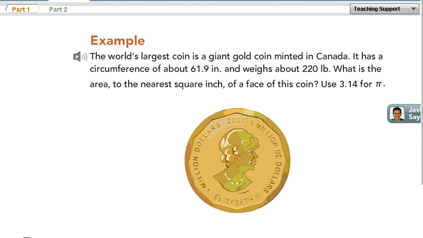Well, let's go through this and evaluate a couple of things. One, we don't need to know how much it's weighing. The second thing is it's asking us what is the area. So we need to think about what our area formula is. So area equals pi r squared.